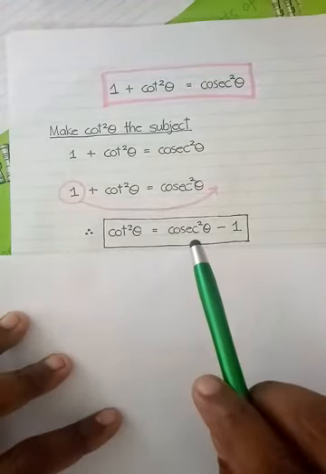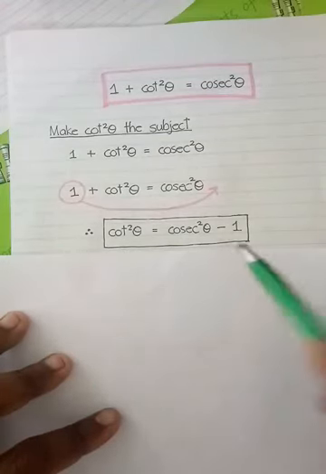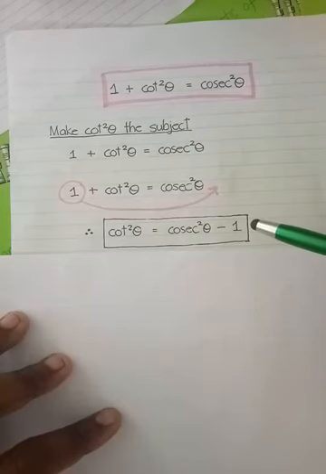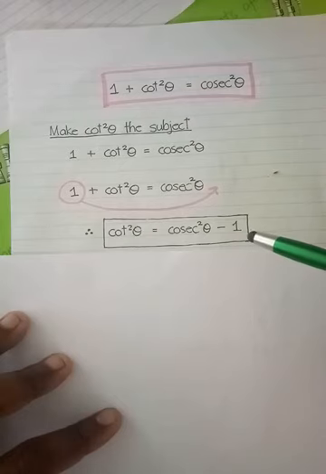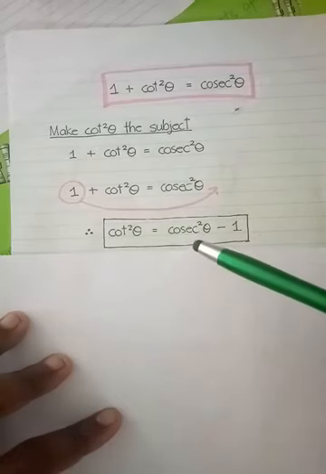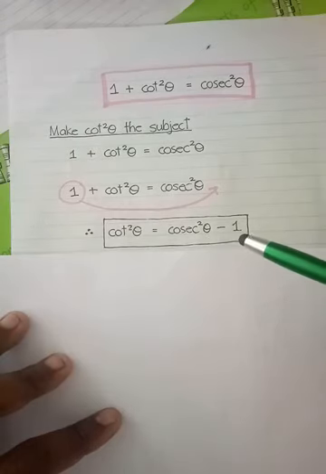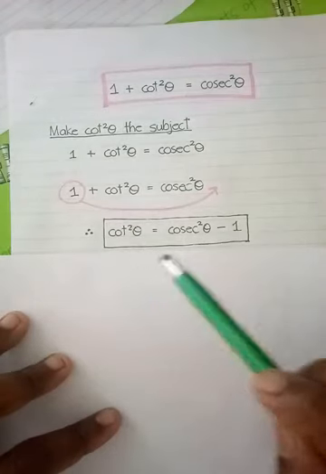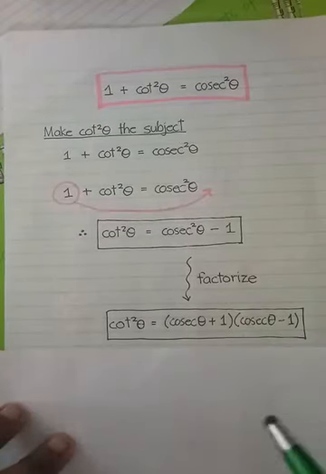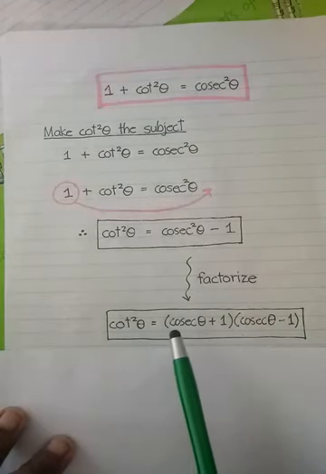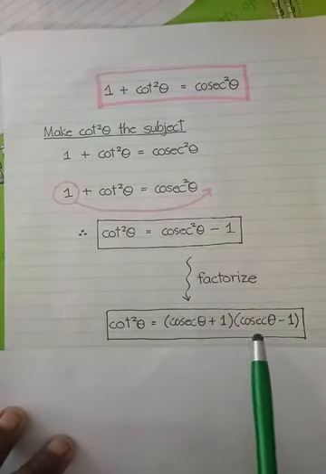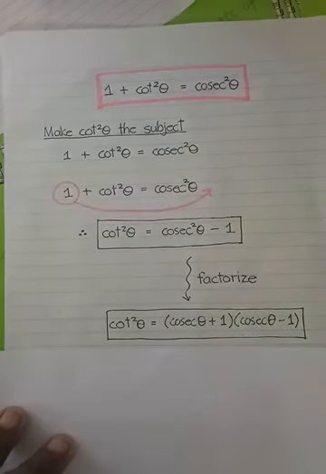So there, we've come up with another way in which this identity can be presented. And also this is a difference of two squares. Like the previous example, if we factorize cosec squared theta minus 1 using the method of difference of two squares, we can come about another expression of cot squared theta. So cot squared theta is equal to cosec theta plus 1 and cosec theta minus 1. So this identity can be expressed in these two forms.